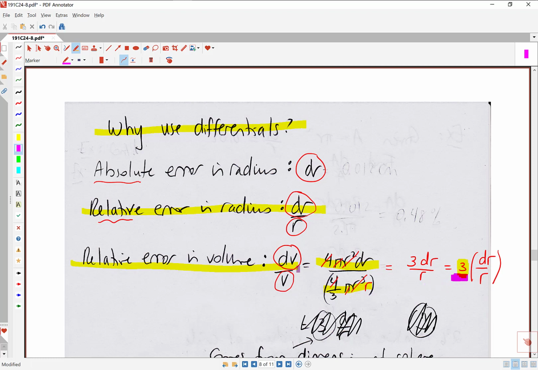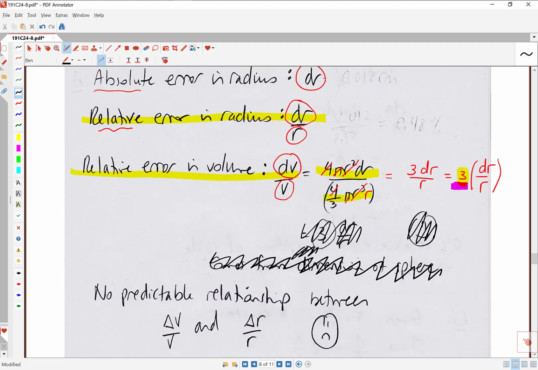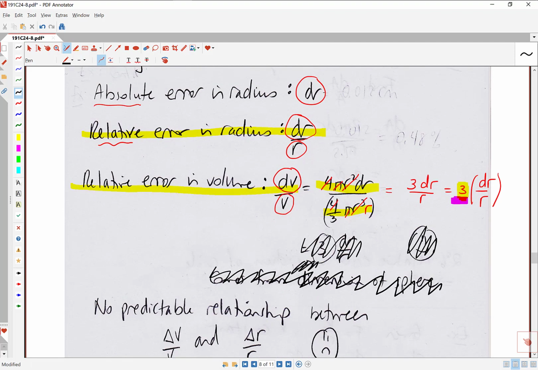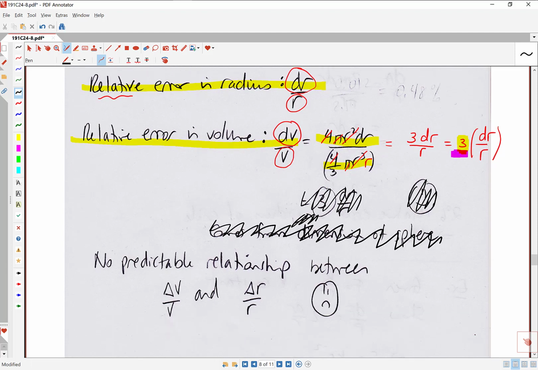This is why we want to work with dV as opposed to delta V. So you could imagine an alternate universe in which you, for whatever reason, didn't want to use calculus and you said, forget it, I don't want to work with dV to calculate the error in the volume. I want to calculate the true error in the volume. So you would be working with delta V instead, no calculus required.